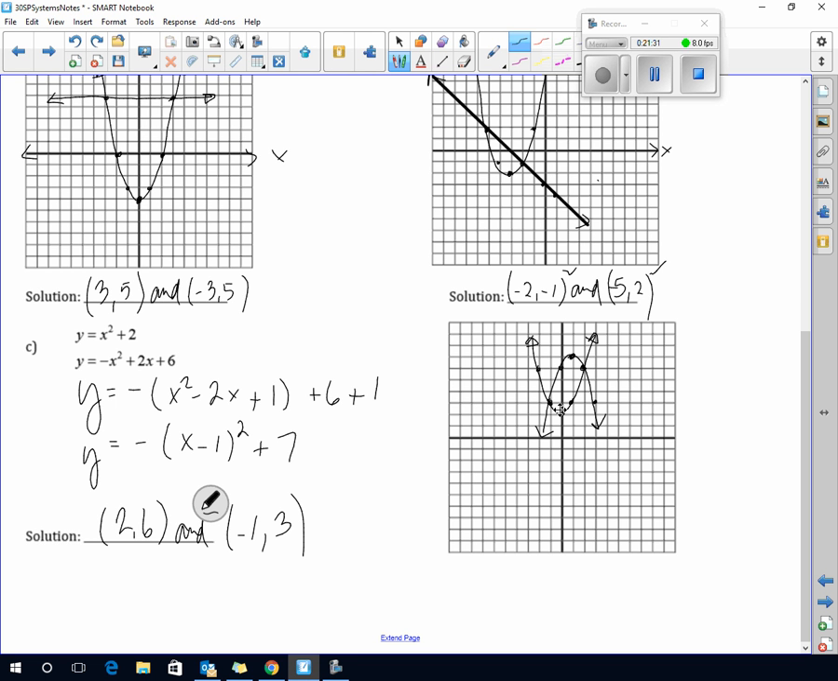Negative 1 goes in there. Negative 1 squared is 1. 1 plus 2 is 3. So that checks in the first one. Negative 1 squared is 1. But then you still have a negative. Plus 2 times negative 1, so negative 1 minus 2 is negative 3, plus 6 is positive 3, which checks as well. So there you go.